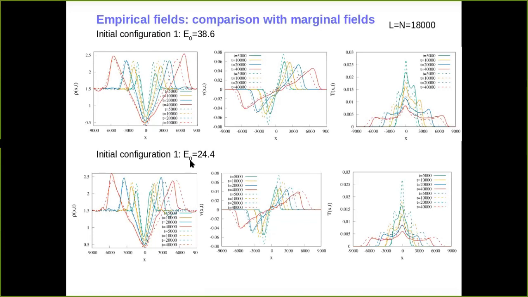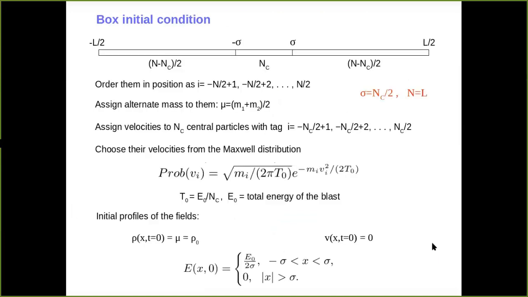Here, the average initial blast energy is 32. This one is lesser than that. That is why the empirical profile is lower than the average profile, because for the average it is 32, and this is 24.4. Okay, so we compare with another initial condition, which is the box initial condition.